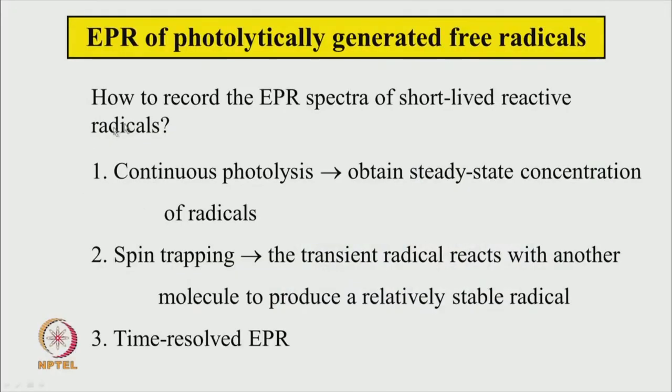The three ways one can do the experiment are shown in the slide. One is continuous photolysis. Let the reaction be carried all the time and light is on the sample, and we can hope to get some steady state concentration of the radical, and that can be seen in a steady state EPR spectrometer. Another possibility is called spin trapping. In this spin trapping technique, the transient radicals, that is radicals which do not live for a long time, react with some other molecule to produce a relatively stable radical. So, this stable radical can be seen in the steady state EPR spectrometer. And the third one is called time resolved EPR spectroscopy, where we try to capture the radicals as soon as they are created, and we will see later how that is done.